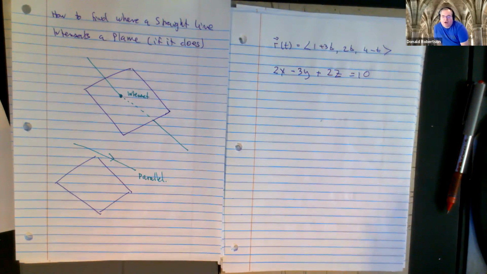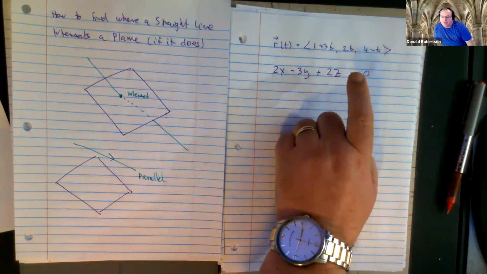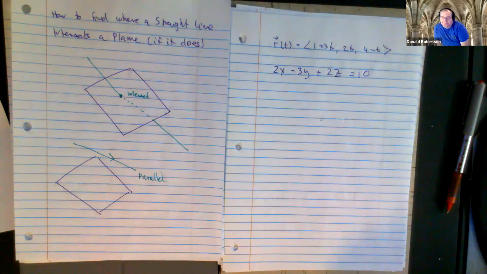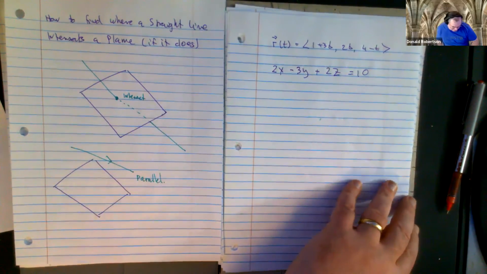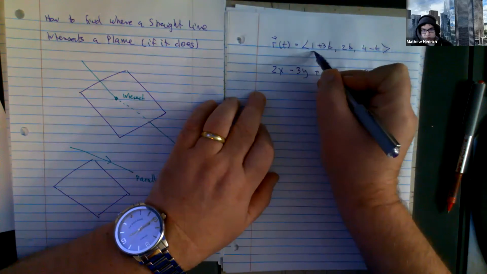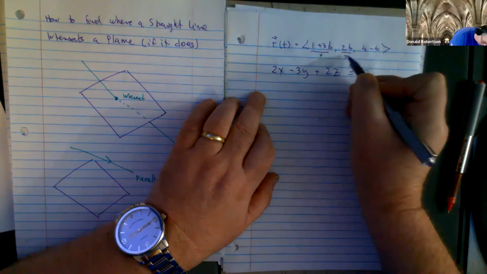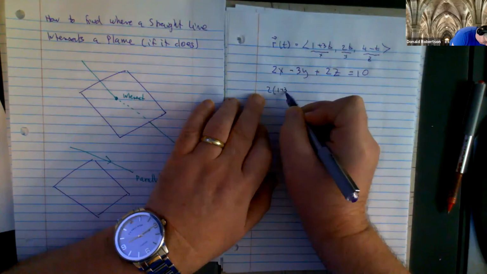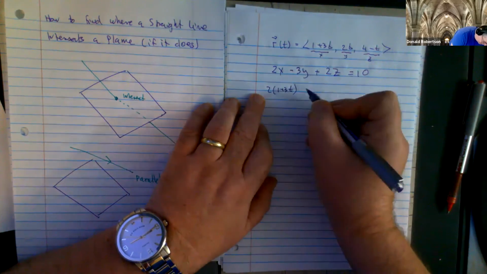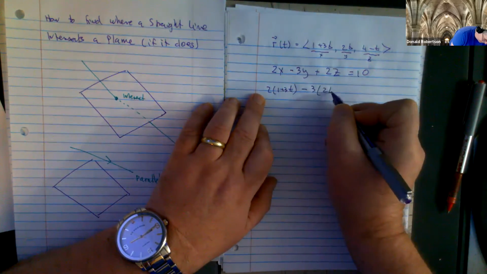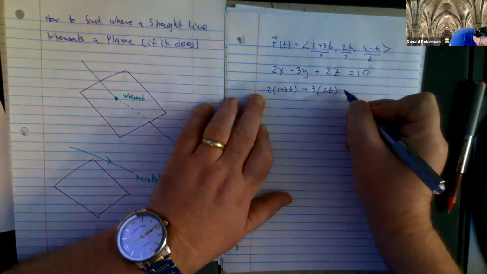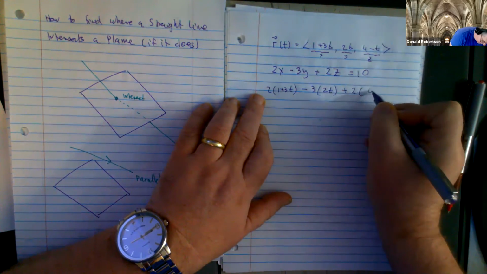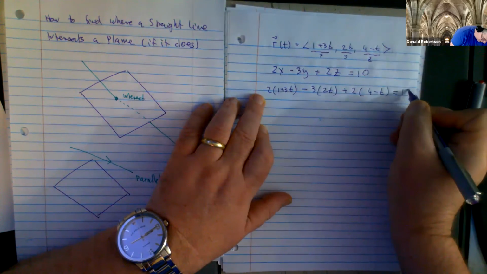Anybody, any ideas how I could solve this problem? Equation of line, equation of plane. Substitute x for x and y for y and z for z. That's all you do. So make that x, make that y, and make that z. So it's going to be two lots of the x component of the line, take away 3 times the y component of the line, plus 2 times the z component, and it's going to equal 10.